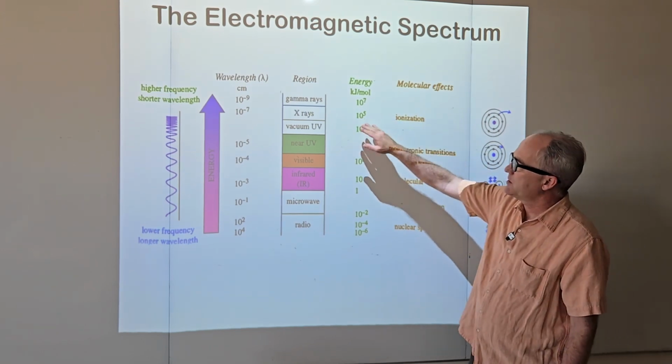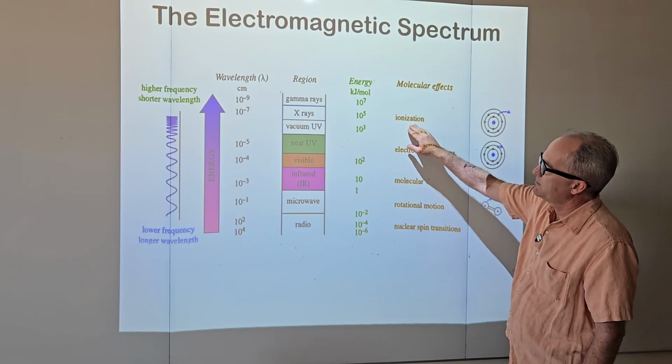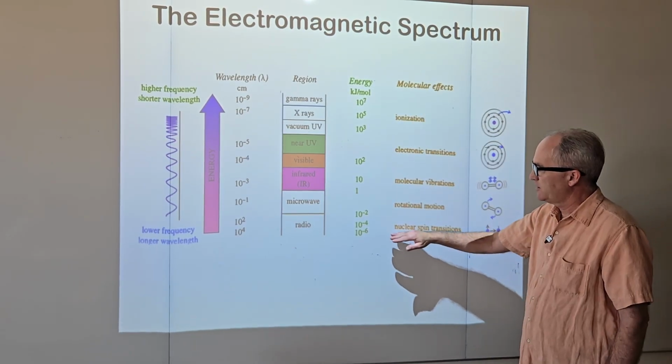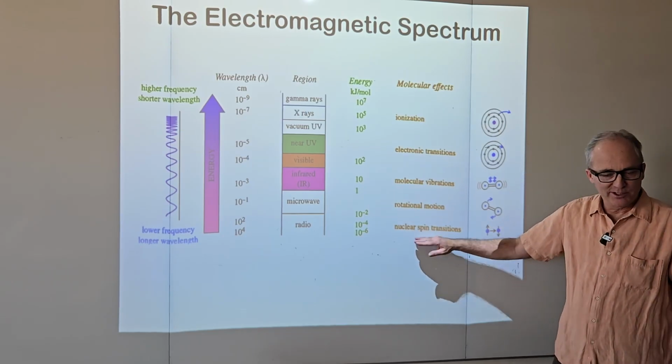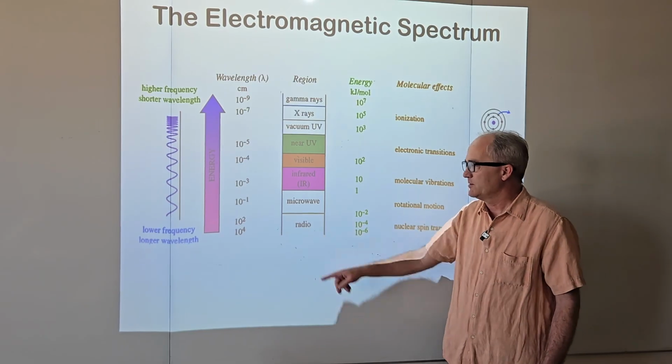So up here, these things can ionize. That means break chemical bonds, damage your DNA. That's how you get the melanoma. Where here, this doesn't do anything bad. That's why they can put you inside that magnet and irradiate you with radio frequency.